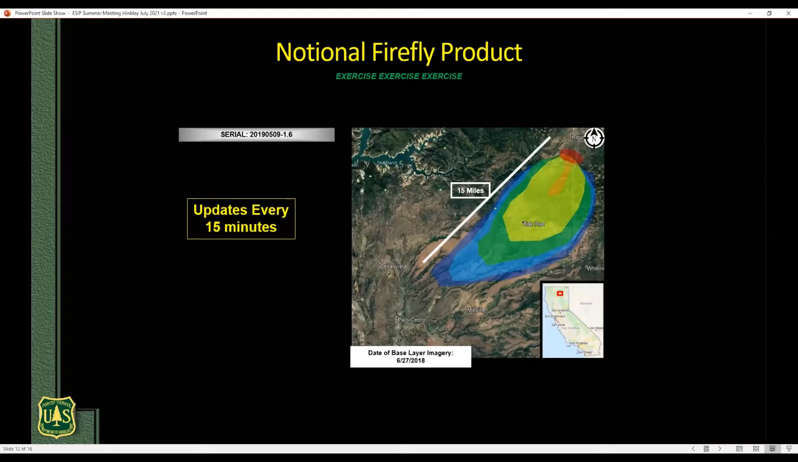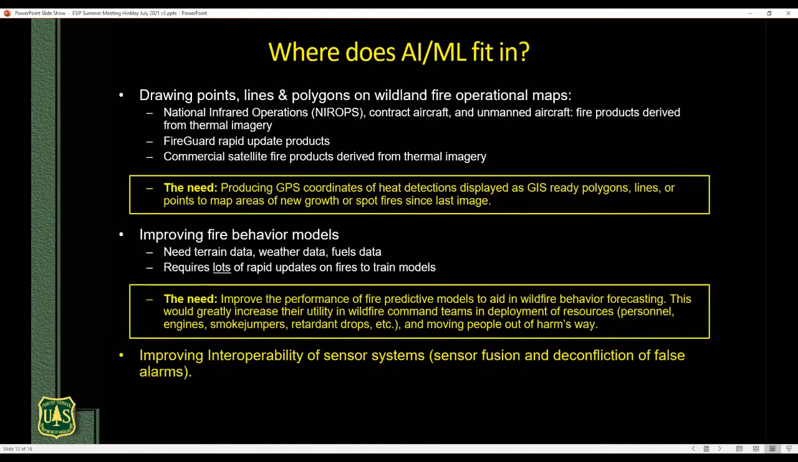You can see there's a scale bar there, 15 miles, and that's over the course of about an hour and a half, I would guess. So that fire is moving pretty fast. So where does artificial intelligence and machine learning fit in?